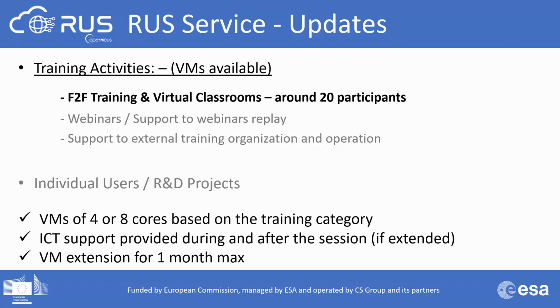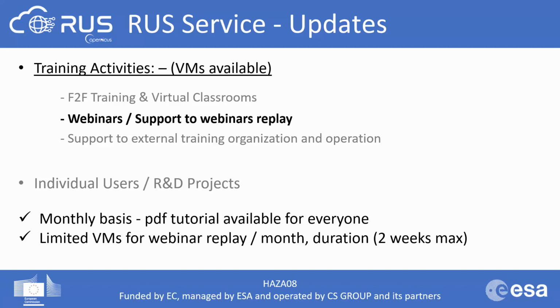Regarding face-to-face events, not much has changed. We maintain a small audience to ensure a high level of interaction. VMs, in this case, will have 4 or 8 cores depending on the processing needs of the exercise, and will last 1 month maximum, period in which the ICT support will also be available. Regarding webinars, we will maintain the rate of 1 webinar per month, and we will keep publishing the step-by-step guides as before. The update here is that there will be a limited amount of VMs for webinar repeat, and their duration will be 2 weeks maximum.